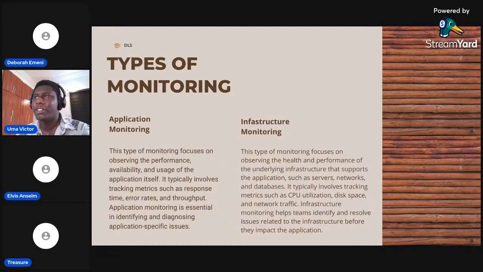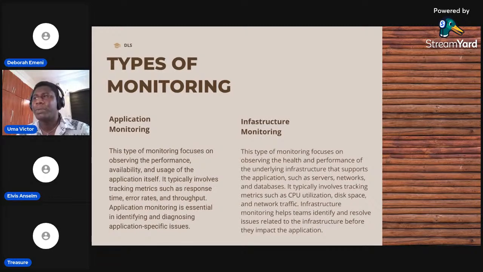Another one is infrastructure monitoring. Infrastructure monitoring involves monitoring the health and performance of physical and virtual infrastructure components such as servers, network, and storage devices. This type of monitoring typically involves collecting metrics, data on key performance indicators such as the CPU usage, the memory utilization, and network traffic, and using alerts and dashboards to identify and troubleshoot these issues.